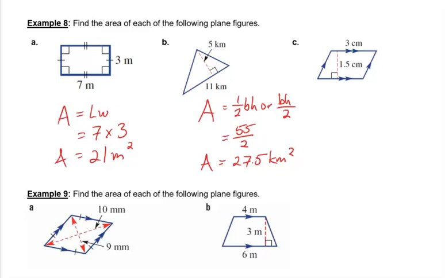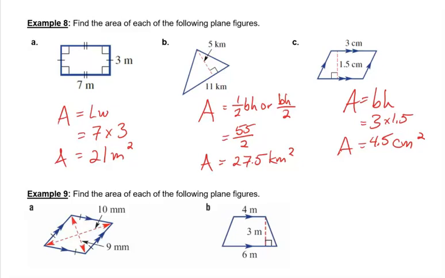When we have a parallelogram, if we go back and look, the area of a parallelogram is like a triangle, but it's not half. So that is simply base times height. We have to have a perpendicular height to get an area here. So base times height is 3 times 1.5. So the area here is 4.5. The unit was centimeters, so now we have square centimeters.